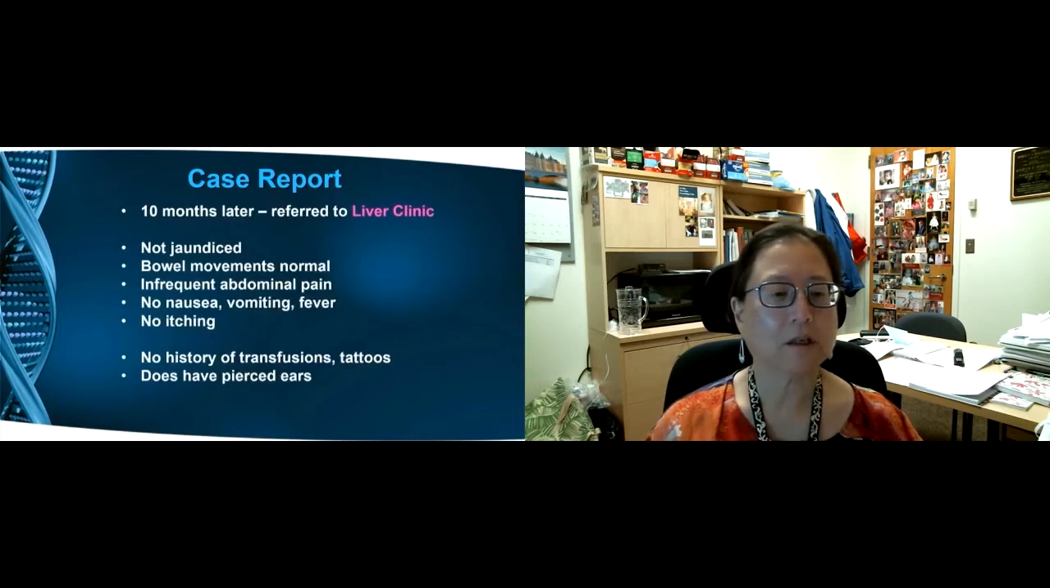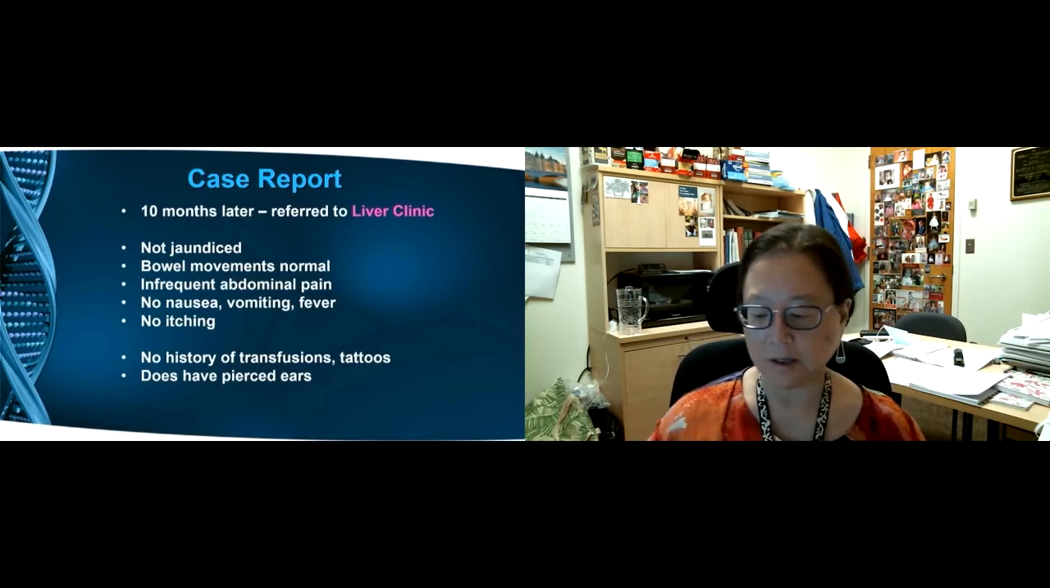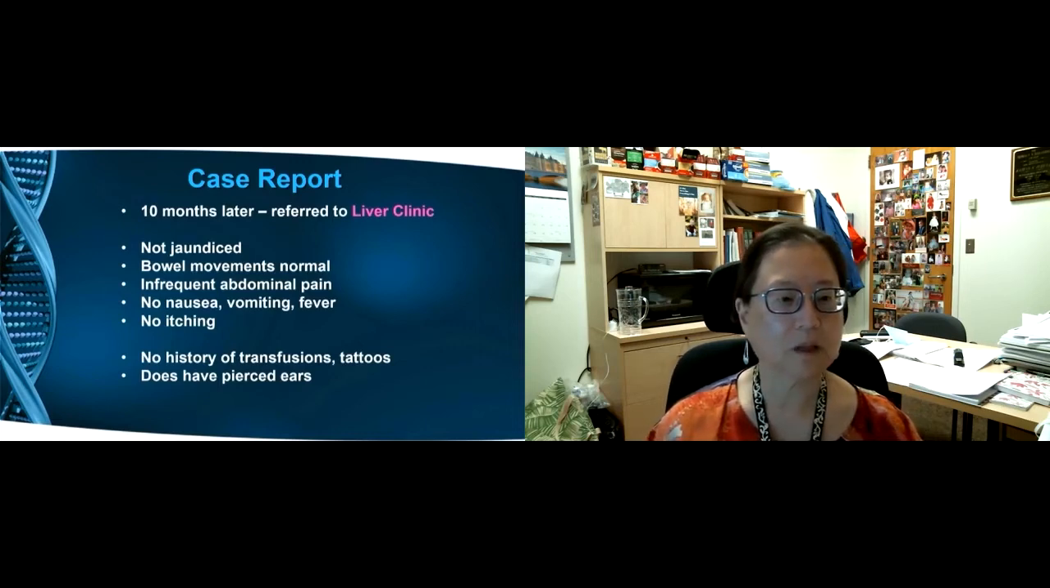10 months later, she was referred to liver clinic because of the persistently elevated liver tests, and I saw her at that time. I noted she was not jaundiced. Her bowel movements were normal. She had infrequent abdominal pain, but it was still there. She had no nausea, vomiting, or fever, and no itching. She had no history of ever having received a blood transfusion. She had no tattoos, but she did have pierced ears, which were done at Claire's.